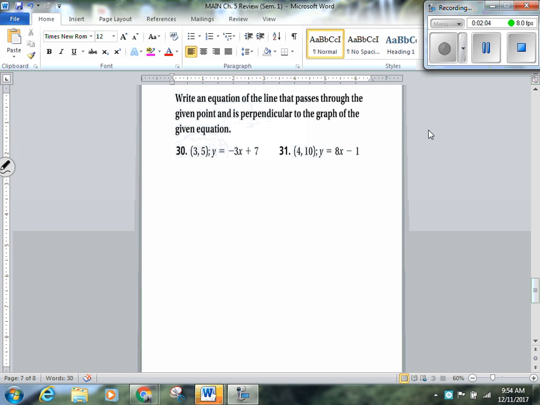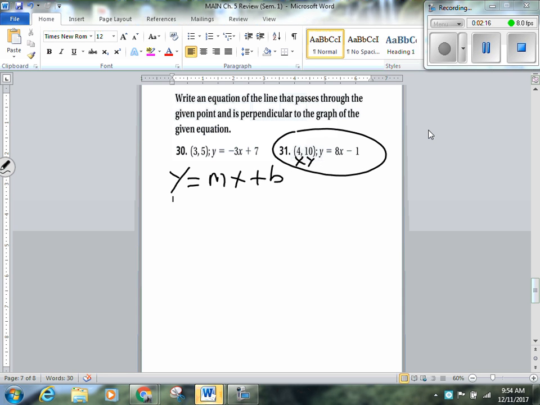Looking at the next equation, again, I need to find a perpendicular equation that goes through that point. Again, here is the equation I want to put it into. I need to take a look at the slope, which is 8. I'm going to put that over 1. I'm going to change that to the reciprocal. It was positive, so now I have to change it to negative. So my equation that I'm going to use now is y equals -1/8 x plus b.